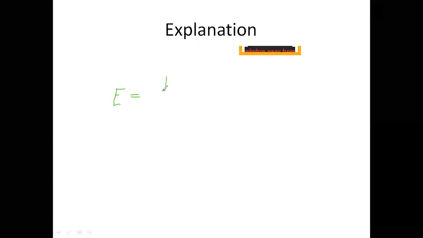Here I is the light intensity, or luminous intensity, whatever you want to call it. E, the luminance, is inversely proportional to d squared, where d is the distance. If this is the source and this is the plane, then this is d and this is d2. These are inversely proportional to the luminous intensity.